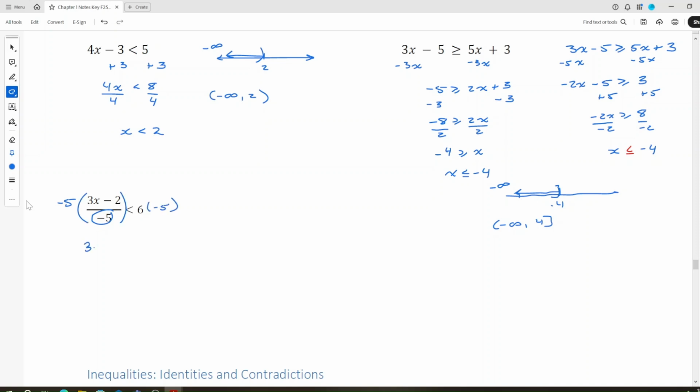And I would end up with 3x minus 2. Now, because I multiplied by a negative, I have to switch my sign, and I would end up with a -30. Then I would add 2 to each side. I end up with 3x is greater than -28. Now I'm going to divide by +3, so I don't have to switch my sign. And I end up with x is greater than, oh, what's 28 divided by 3? That's not a nice answer.